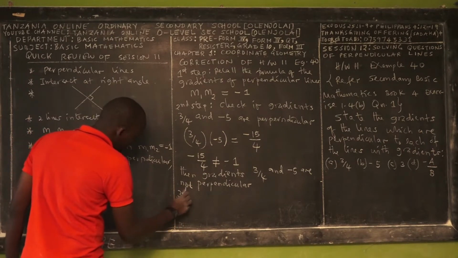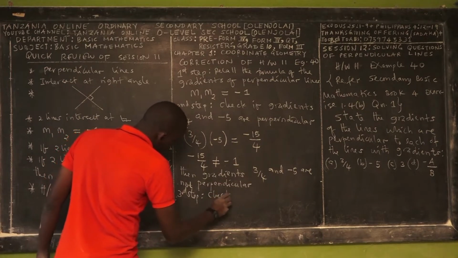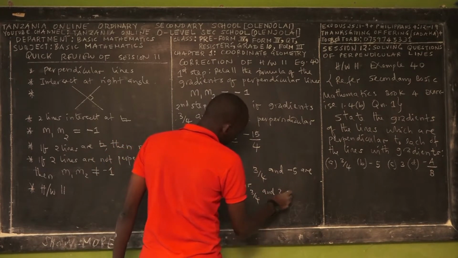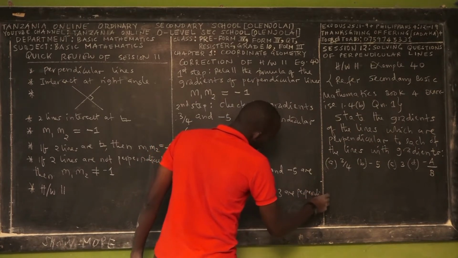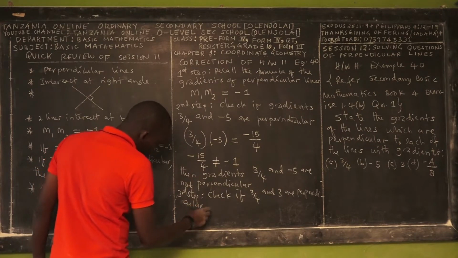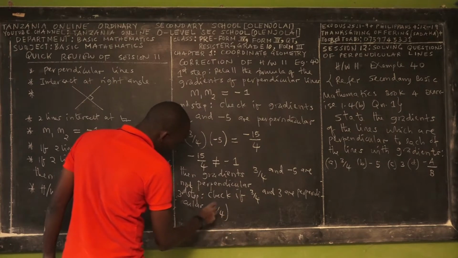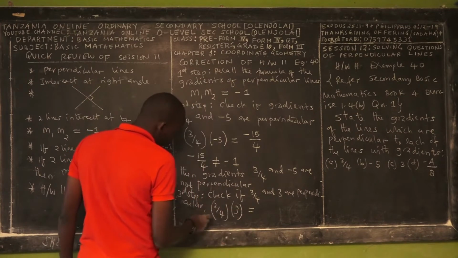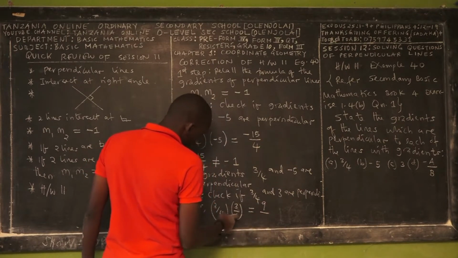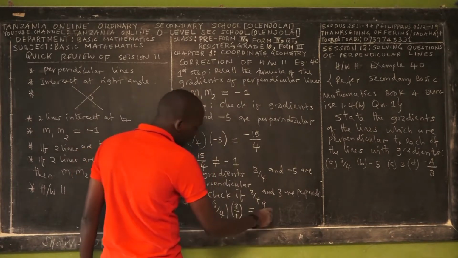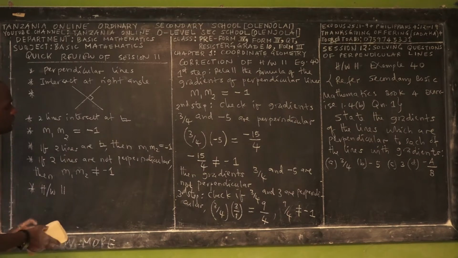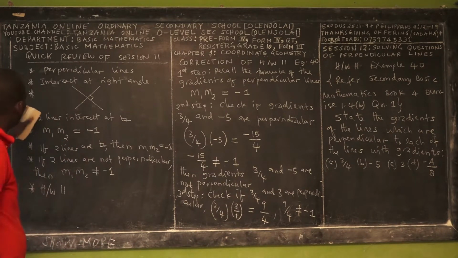So we go into the third step. Let us check if 3/4 and 3 are perpendicular. So here we have 3/4 multiplied by 3. Remember that 3 is 3/1. So 3 times 3 is 9, and 4 times 1 is 4. So is 9 over 4 equal to -1? No, 9 over 4 is not equal to -1. So therefore, gradients 3/4 and 3 are not perpendicular.